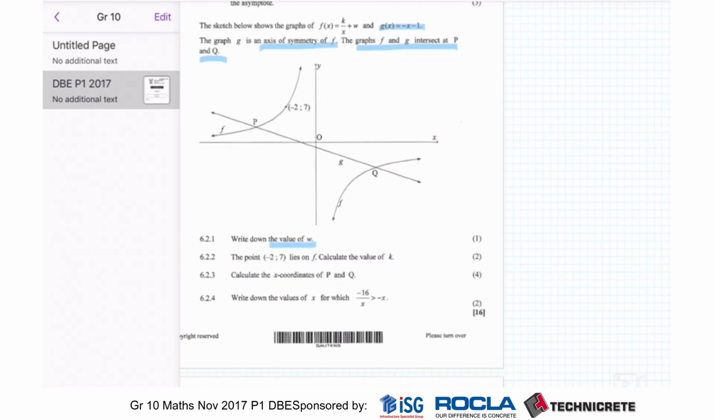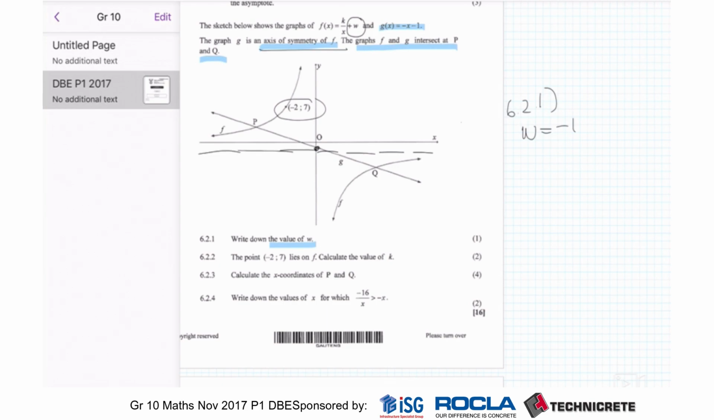Okay, so 6.2.1, we can substitute using these points here to find this, or we can look at it: they want the value of w, and w is where my graph does not touch. And if g is the axis of symmetry of f, that is going to mean that w is equal to -1. So my graph is not going to touch -1.